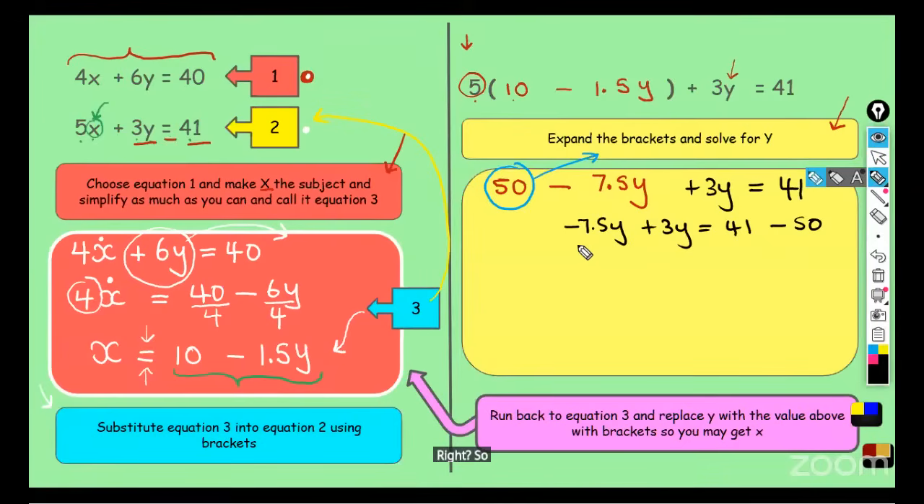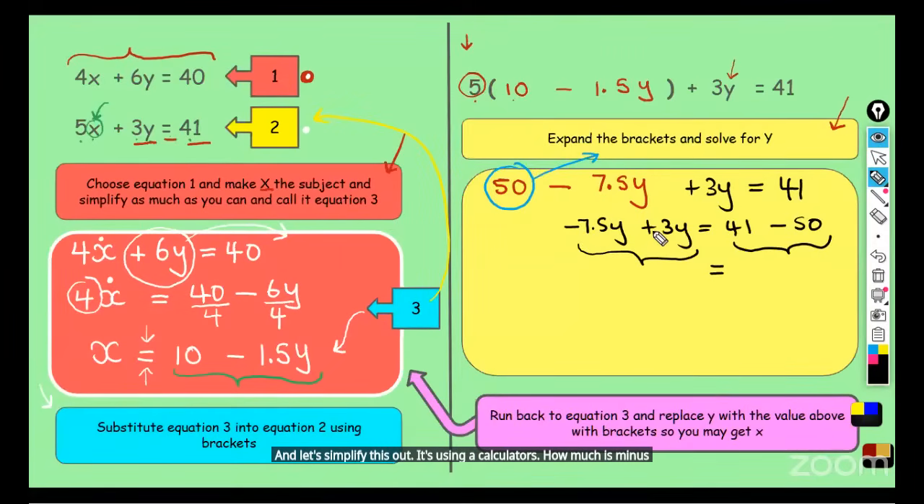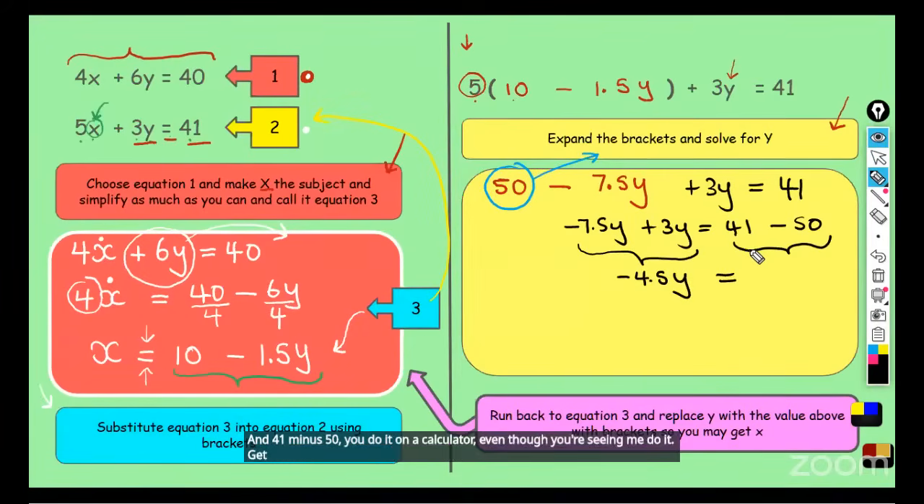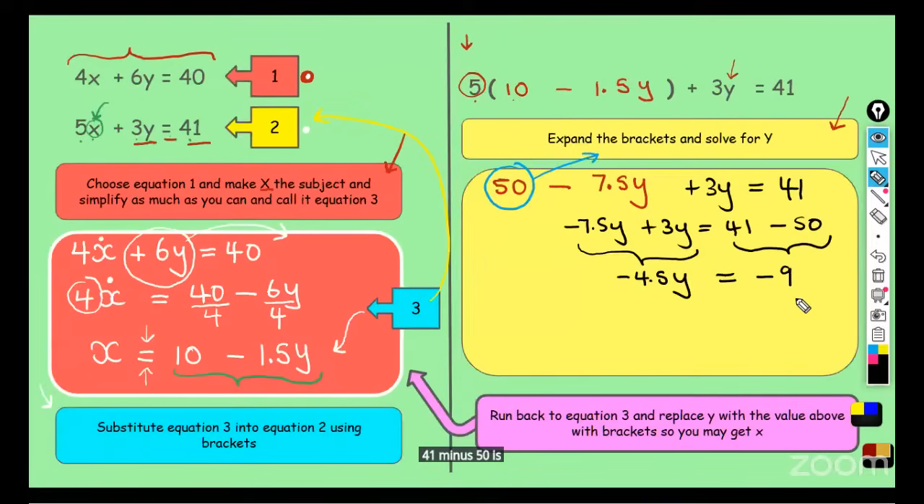Right? So let's simplify this side here, and let's simplify this side. Just using your calculators, how much is minus 7.5y plus 3y? Minus 7.5 plus 3 is minus 4.5y. And 41 minus 50, you do it on a calculator, even though you're seeing me do it. Get accustomed to doing it on a calculator, so you see it for yourself. 41 minus 50 is minus 9. Take down up to there. We're almost finished solving for y.